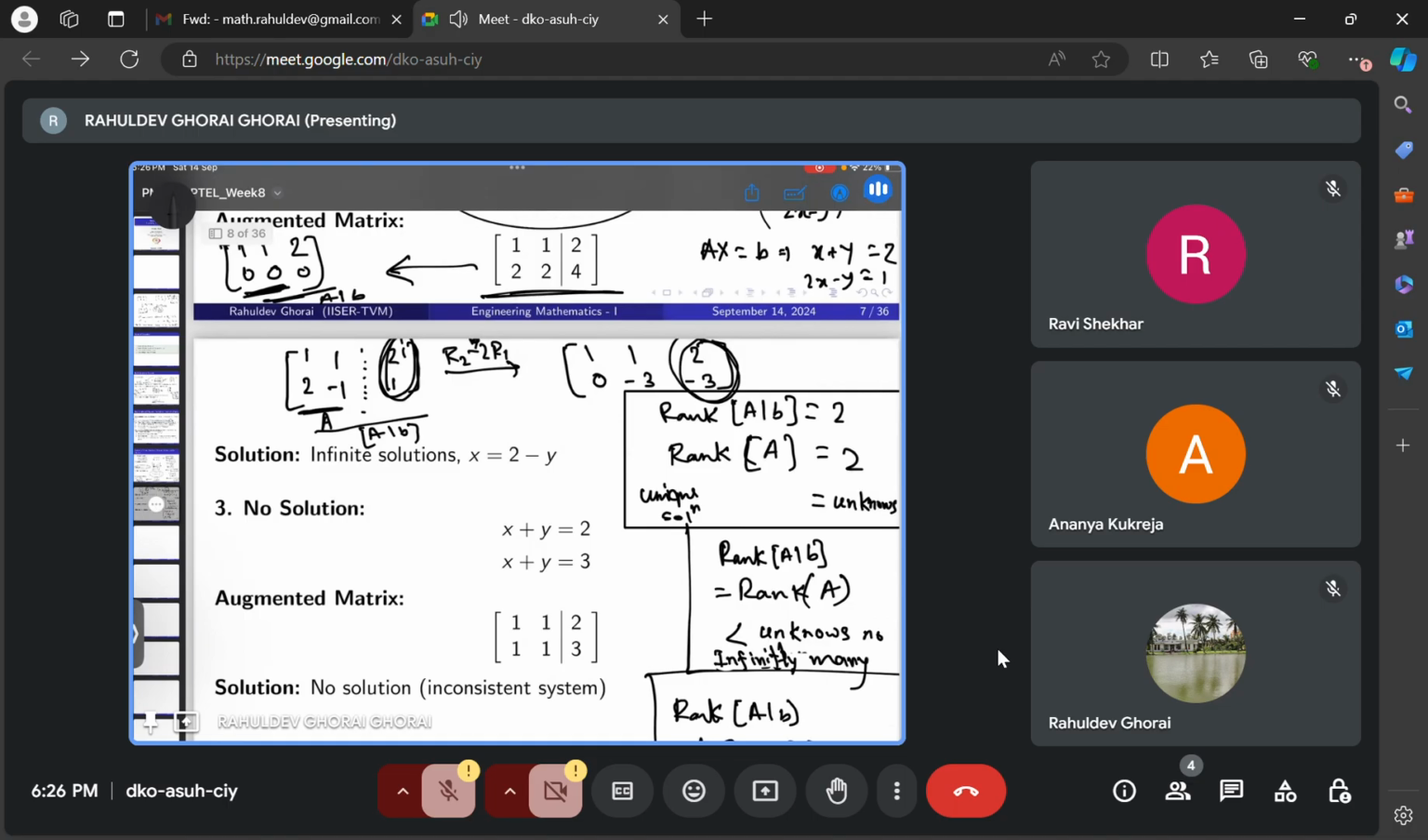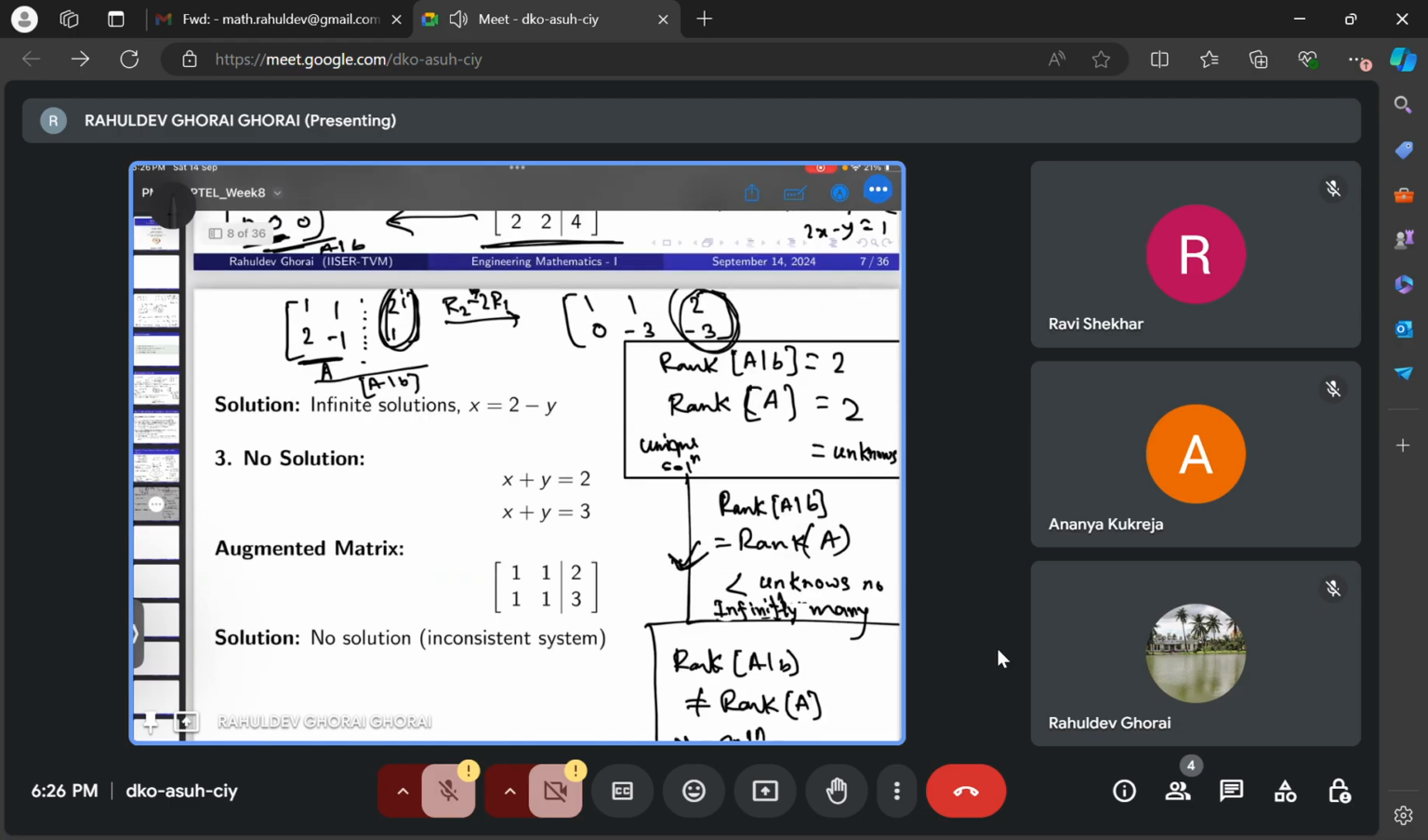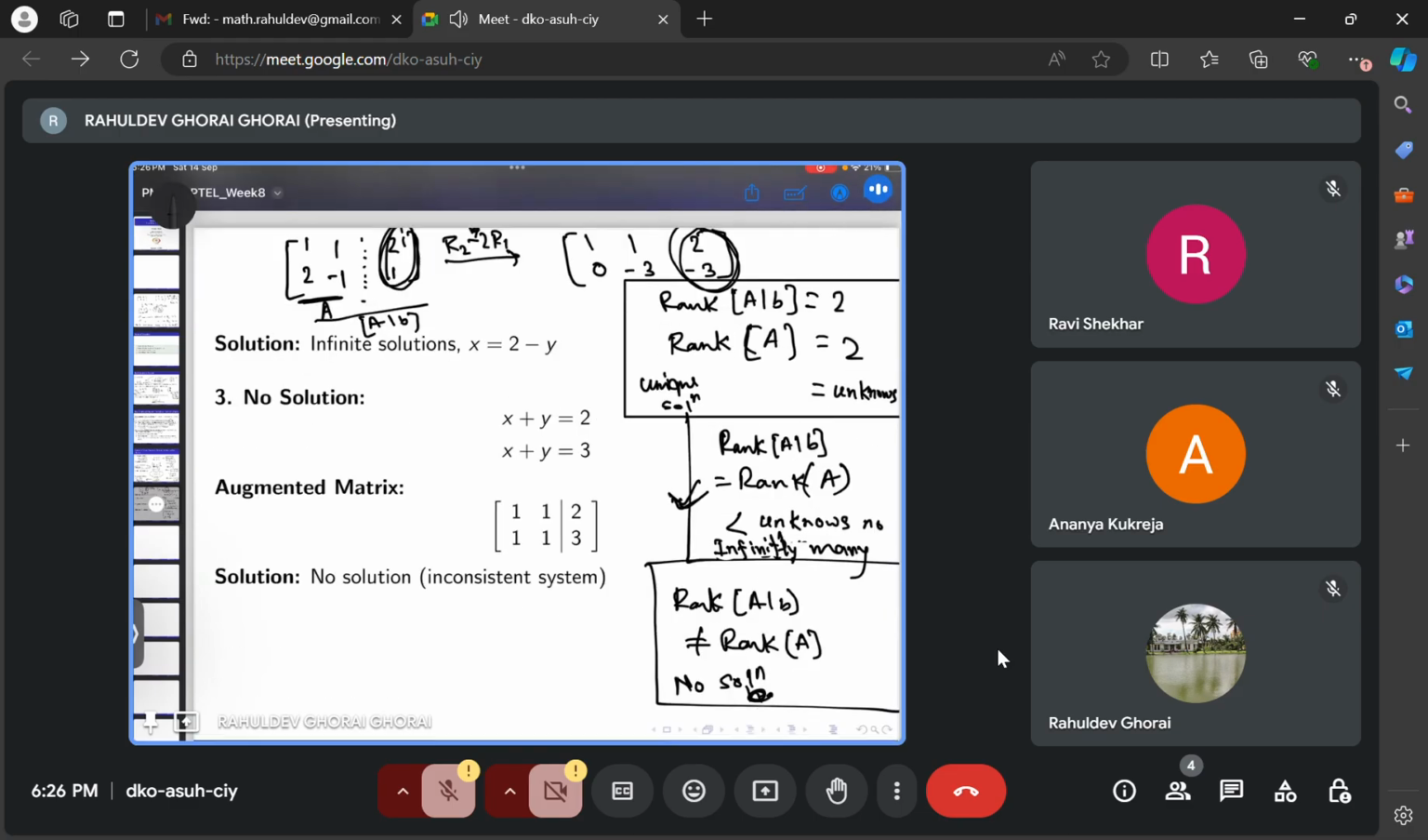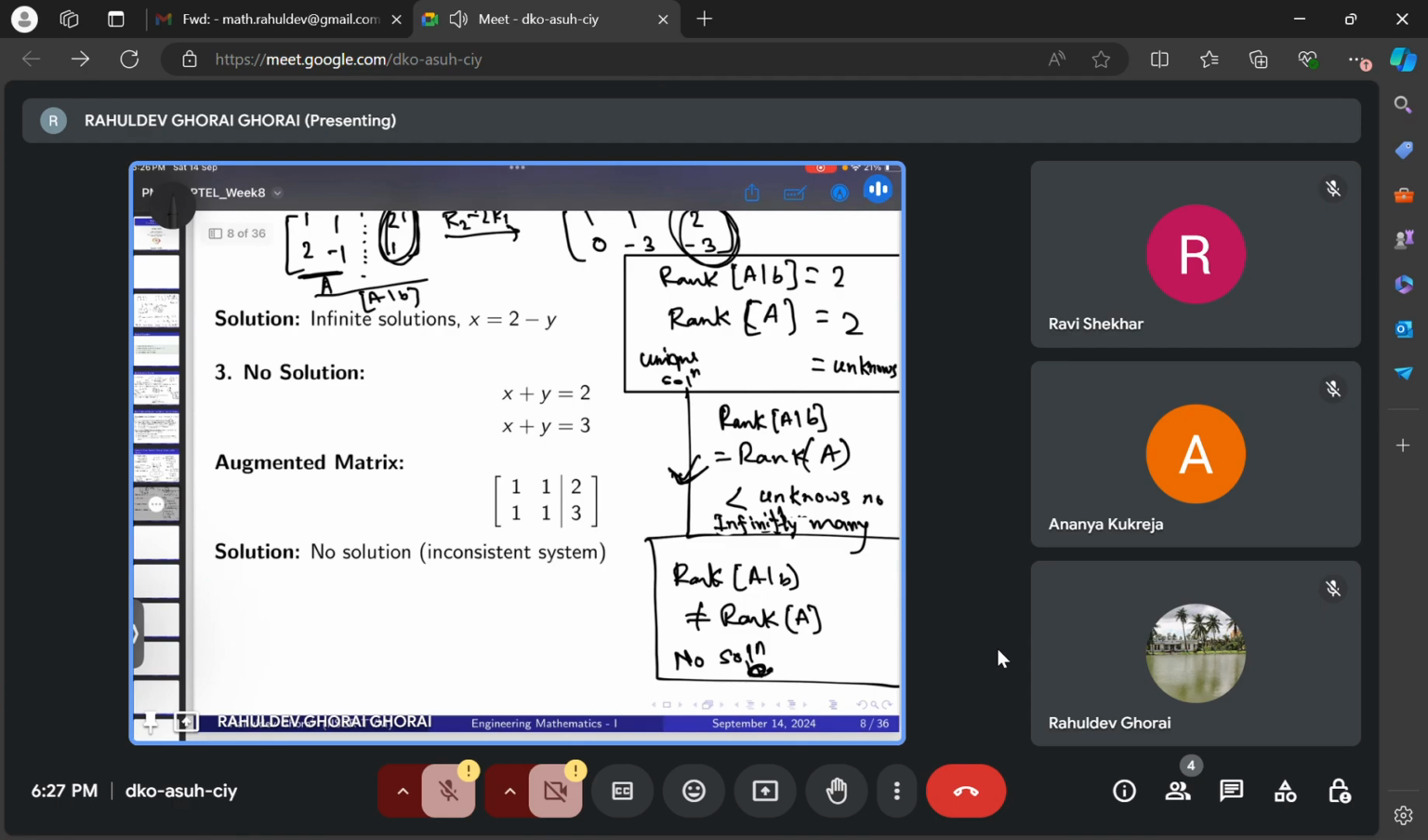So it will have infinitely many solutions. So it will come to this case. Now the no solution case: we say that it is an inconsistent system.